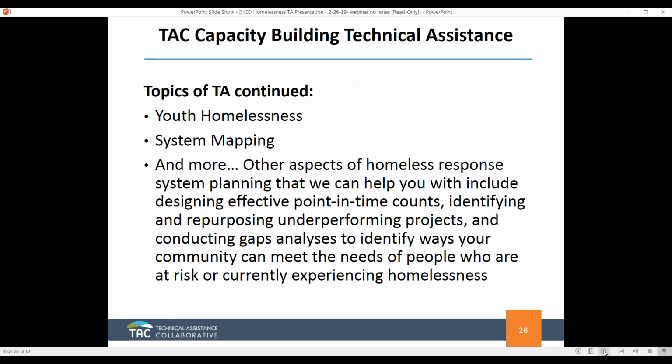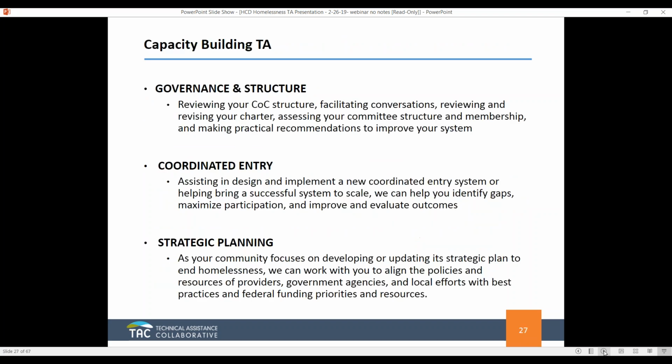Next slide, please. Youth homelessness, system mapping, and then essentially other aspects of your homeless crisis response system. So it could be helping design your point in time, helping look at your point in time data, identifying or repurposing underperforming projects, conducting a gaps analysis, and making sure that you're not under or overutilizing certain resources. And this would, as Kathy said, all be for folks who are at risk or currently experiencing homelessness in your community. Next slide, please.